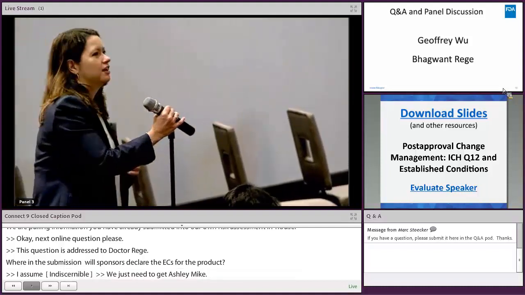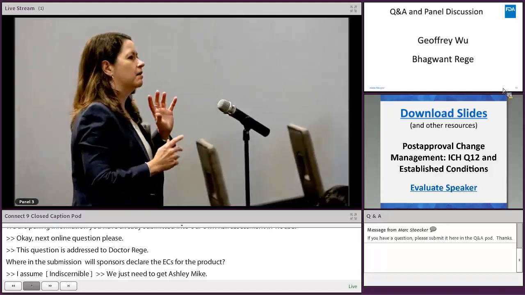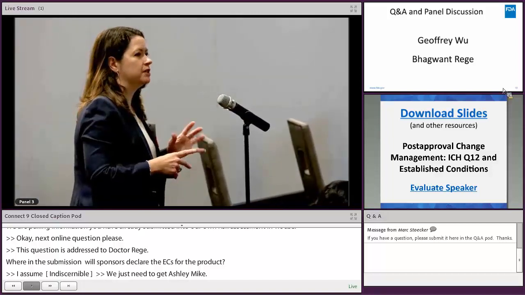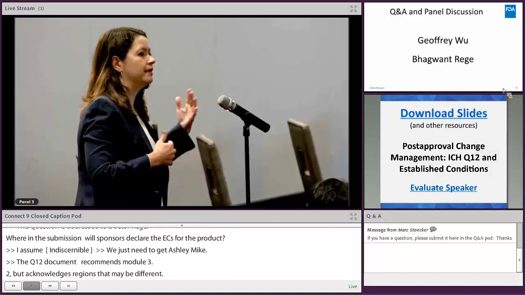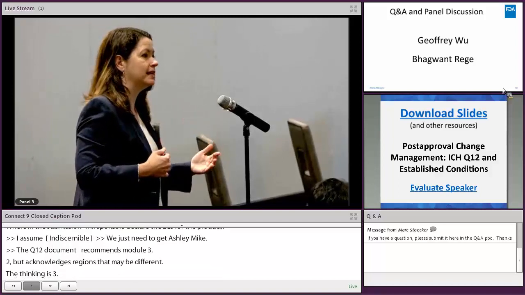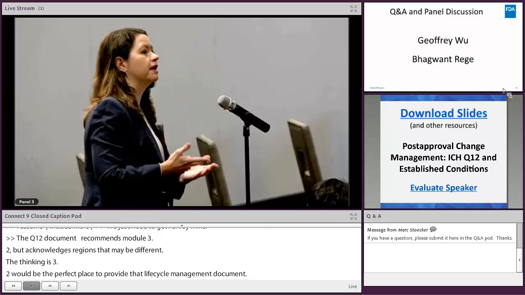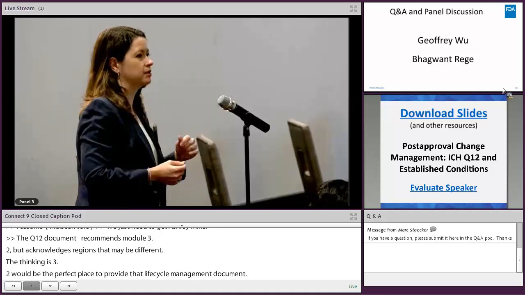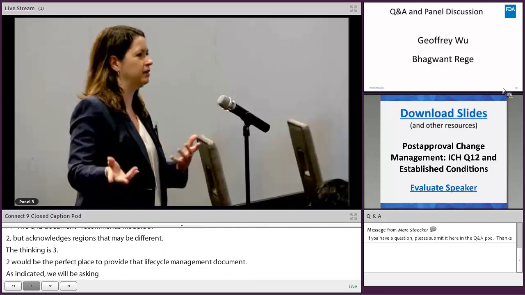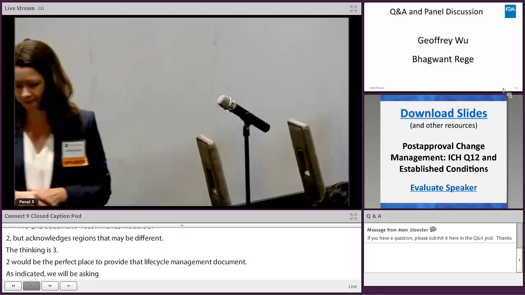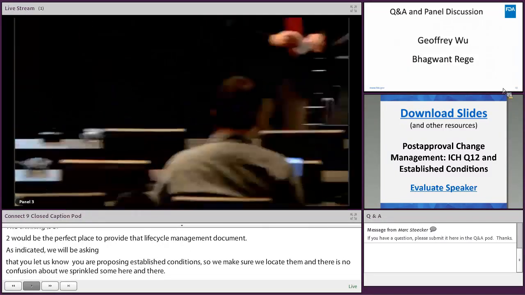That's all right. So the ICH Q12 document generally recommends Module 3.2.R, but acknowledges in certain regions that may be different. FDA's current thinking is 3.2.R will be the appropriate place to provide that product lifecycle management document that contains the established conditions. And as Bhagwant indicated, we'll be asking that in the cover letter you let us know that you're proposing established conditions, so we make sure that we locate them. There's not any confusion about, well, we sprinkled a few here and there, and why didn't you find them, FDA? So the details will be in the regional section 3.2.R, but you will let us know in the cover letter that they are there.